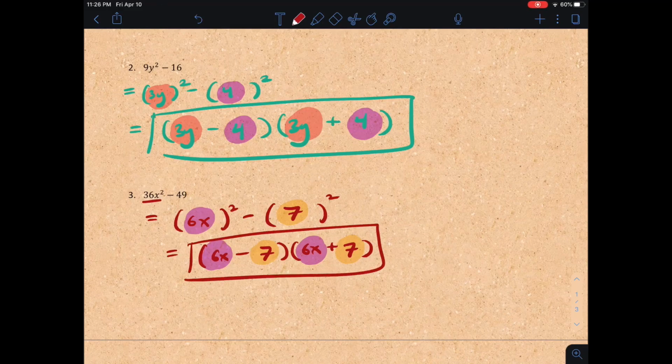Hopefully you're able to get that correct. This is your first case, a difference of squares. Always remember, you want to have a binomial, right? Two terms. There should be a minus. That's where the difference comes in. And each term, you should be able to write it as something squared.